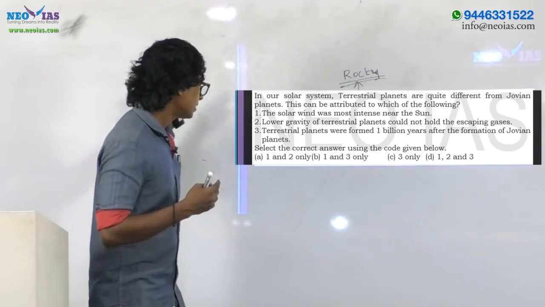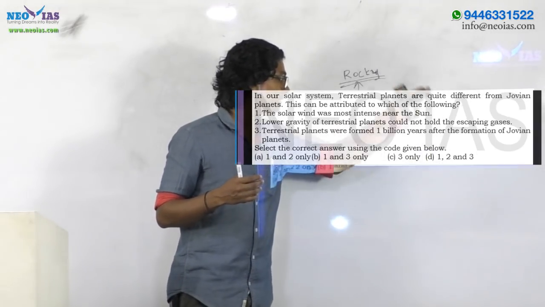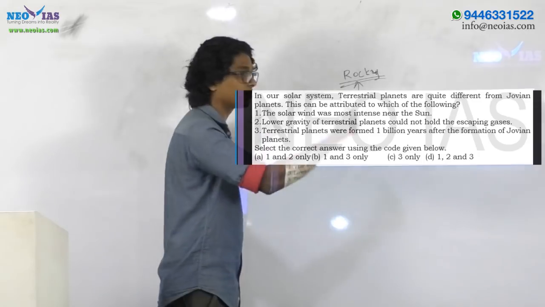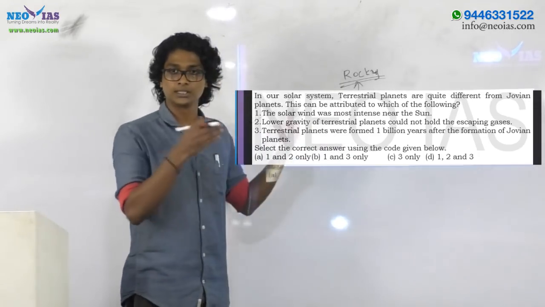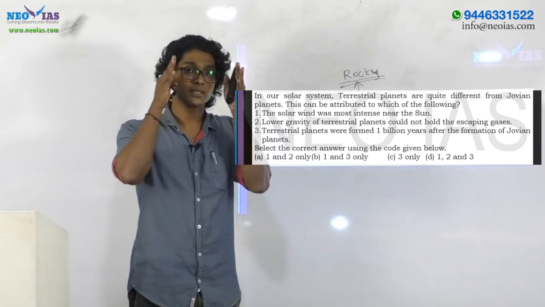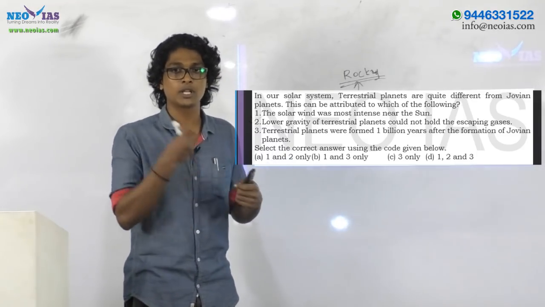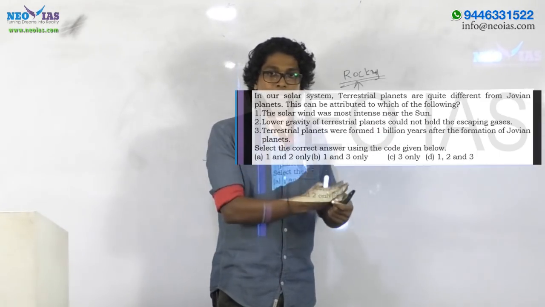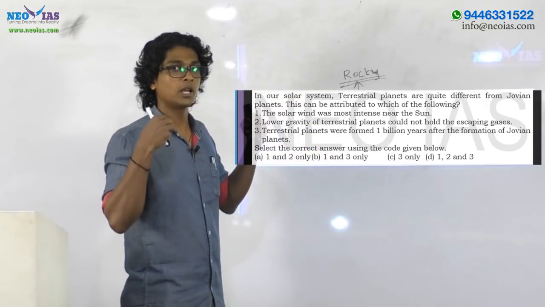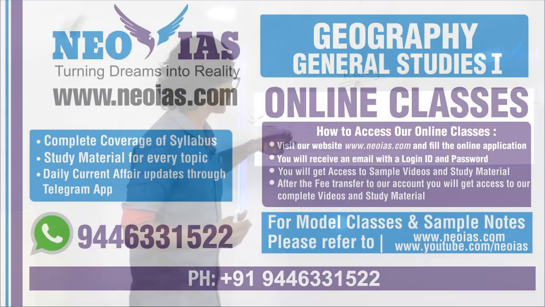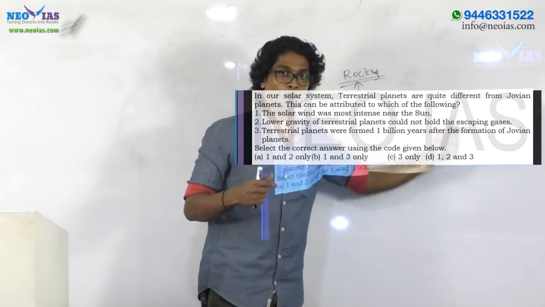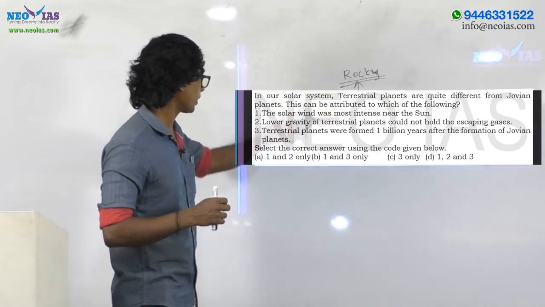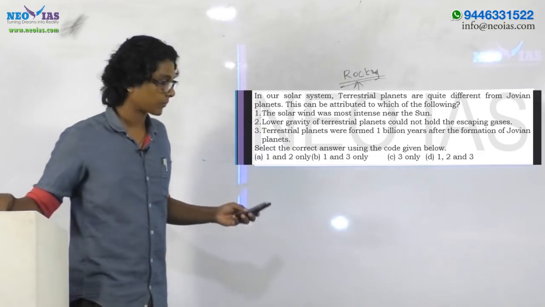Now the third statement: the terrestrial planets were formed 1 billion years after the formation of Jovian planets. This is wrong, as per the current understanding of the evolution of the planets. All of the planets around the sun were formed at around the same time period. So the terrestrial planets were not formed later, and that's not the reason behind their difference. So the answer comes out as 1 and 2, that is, option A.